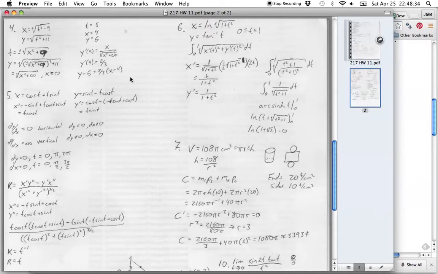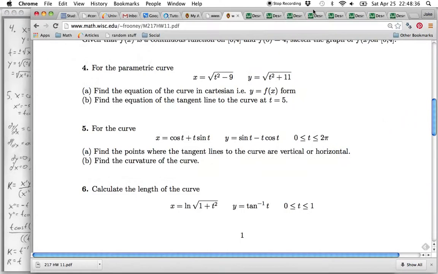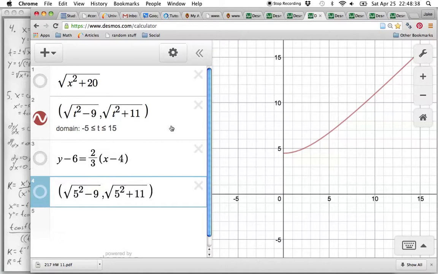So then my equation becomes this. And we can see on the graph, this is my particular point here that I saw. So we put it into the parameterized curve, and we get 4, 6. And then we can see the equation is tangent to that very nicely. Okay, so that's number 4.